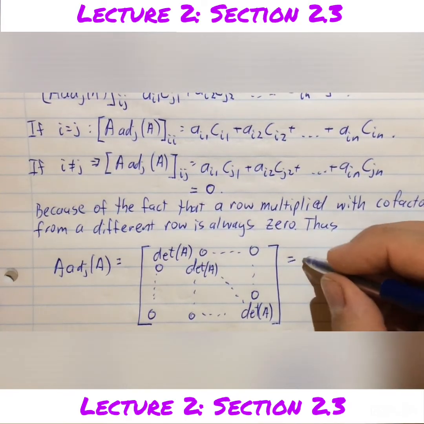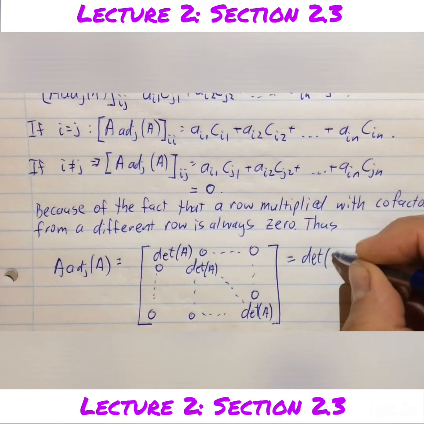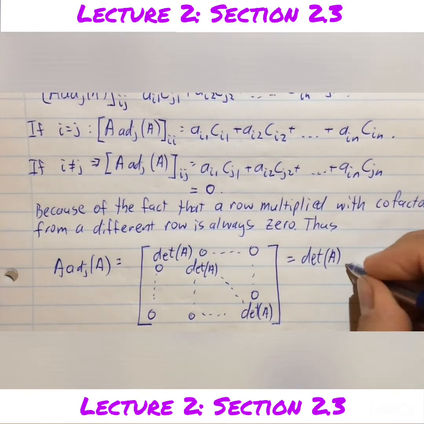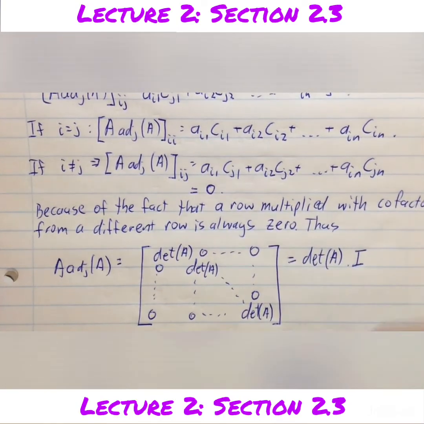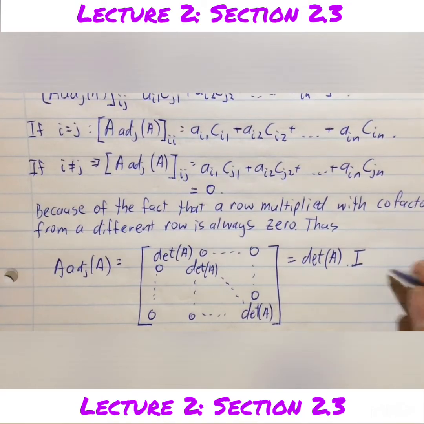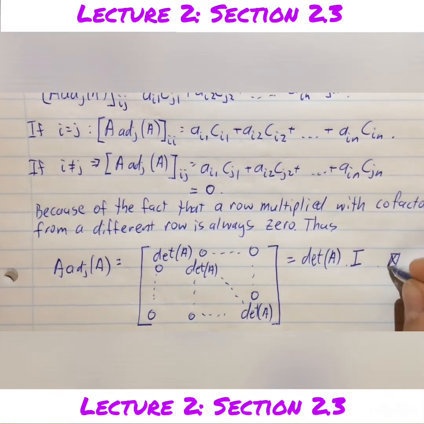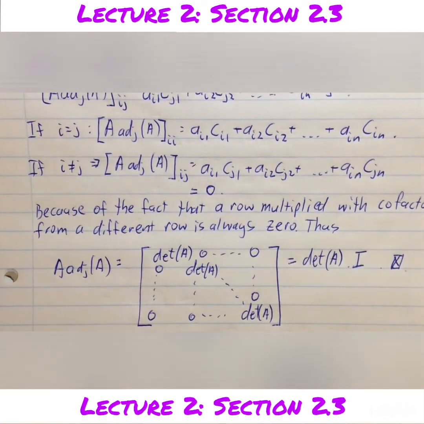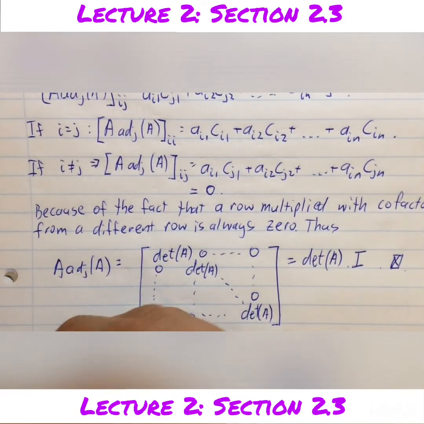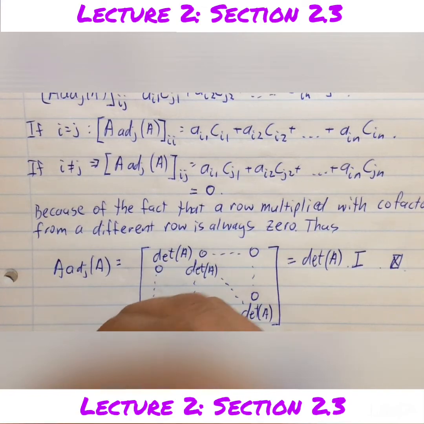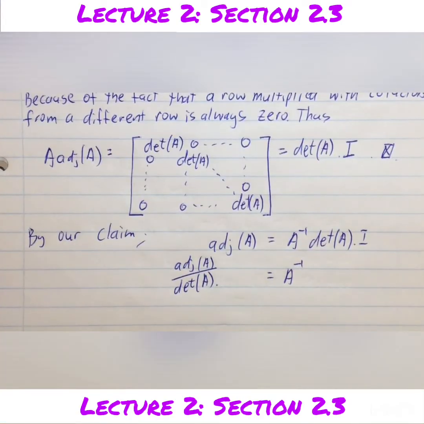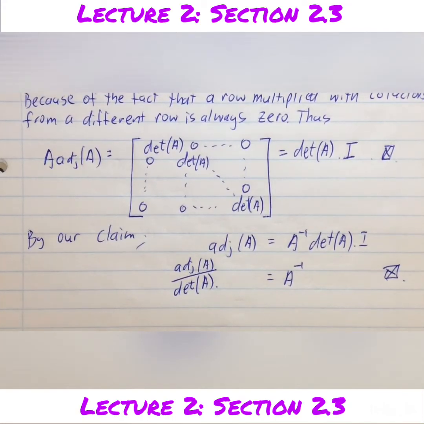Okay, so this becomes the determinant of A multiplied by the identity matrix. All right, and that concludes our claim. So by our claim, okay, so that is the derivation of the adjoint formula for the inverse.